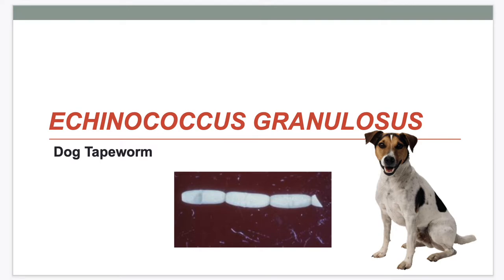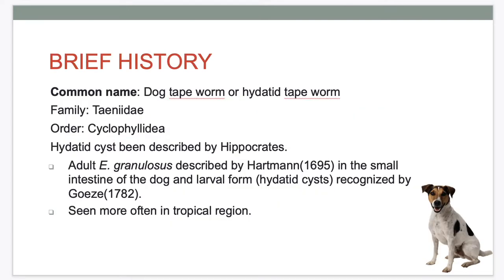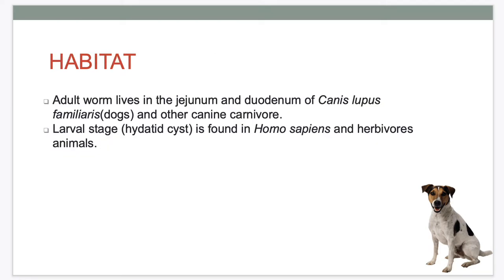Next is your Echinococcus granulosus. So a brief history: Echinococcus granulosus is your dog tapeworm or hydatid tapeworm. The hydatid cyst has been described by Hippocrates. The adult Echinococcus granulosus was first described by Hartmann in the small intestine of the dog, and the larval form was recognized by Goeze in 1782, and they are seen more often in the tropical regions.